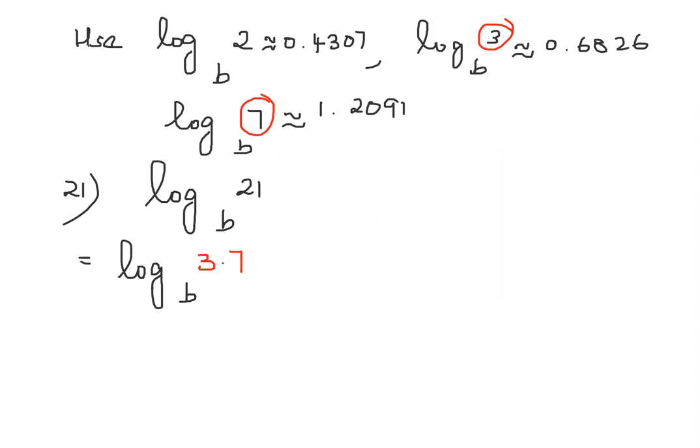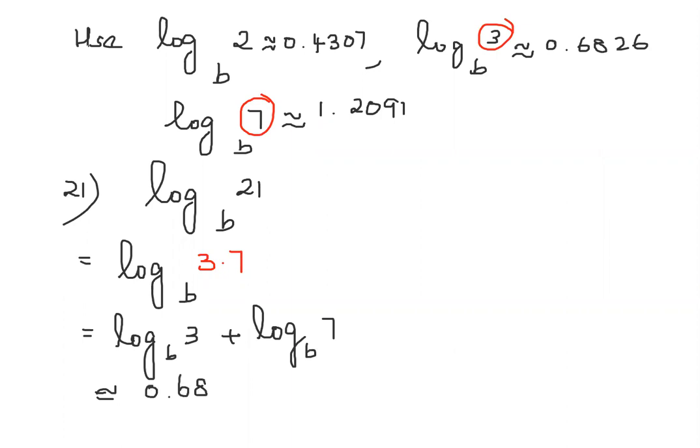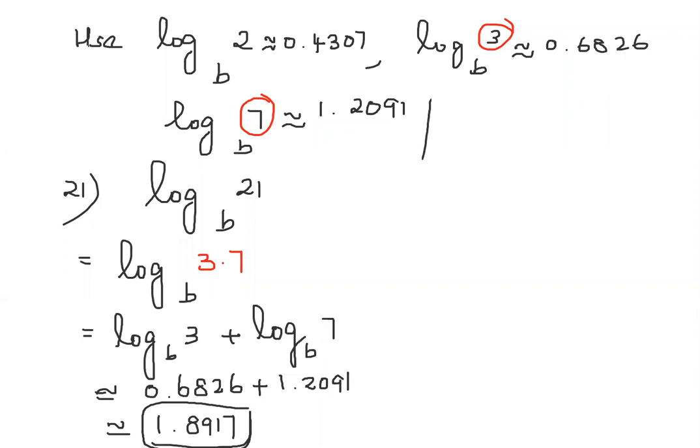So that equals, by the product rule, log 3 plus log 7 with base b, and put the numbers. What is log 3? It's an approximation. Log 3 is 0.6826 and log 7 is 1.2091. So when we add, we get 1.8917. So that is the answer for this problem. So we're going to use the values that are given for us.